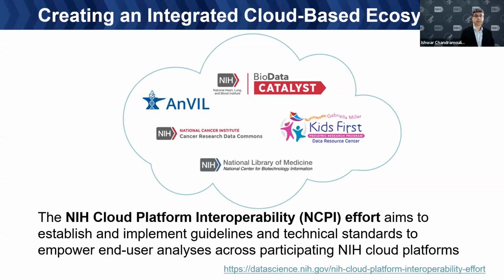So the next slide talks about how we create an integrated cloud-based ecosystem. There are many such platforms coming up, with these large programs standing up and holding a vast amount of data. And so the NIH Cloud Platform Interoperability effort aims to establish and implement guidelines as well as technical standards to empower end-user analysis across all of these platforms. The basic premise is that these various data portals can connect to various workspaces, and the various workspaces can access data from these various data portals, so that you can take the tools to the data much more easily and have the ability to go back and forth, not only in cloud environments, but also in a combination of cloud as well as on-prem environments.